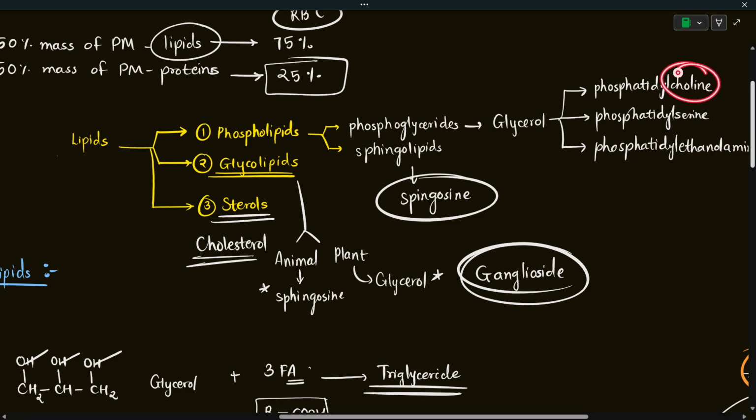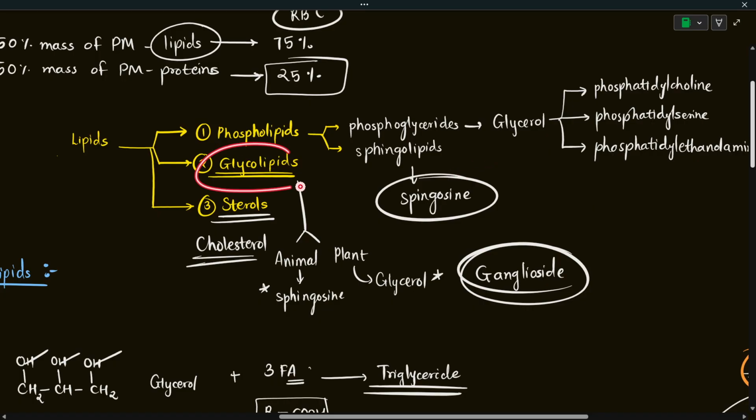If the choline is added on the phosphate group, it will be phosphatidylcholine, which is also abbreviated as PC, PS, and PE. Okay, so these are the three different types of phosphoglyceride. Then in the sphingolipids, sphingomyelin is the most abundant sphingolipid that is present in our plasma membrane. So that is the worth remembering example, sphingomyelin.